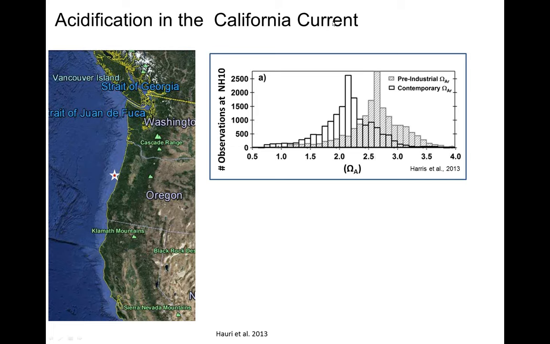What you'll notice is that there's a shift in the median of just about half a unit in saturation state, and there are also more values showing up as undersaturated seawater, below one here at this value.